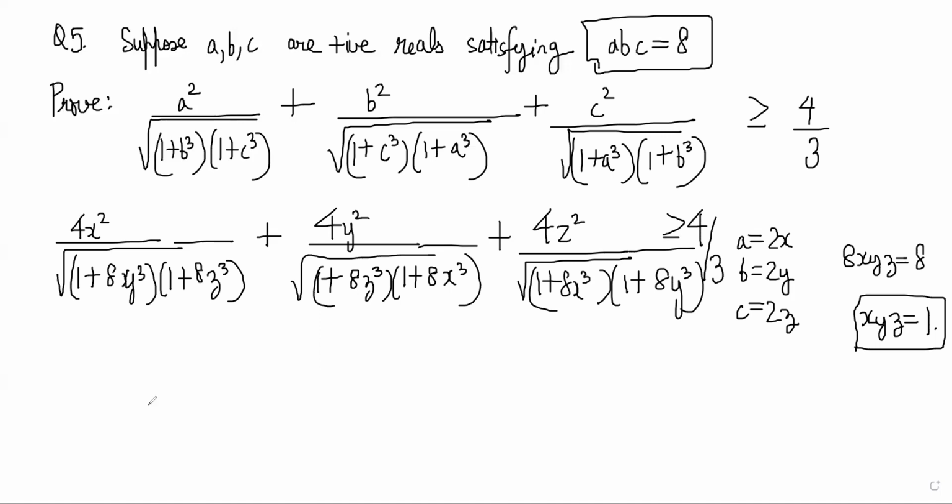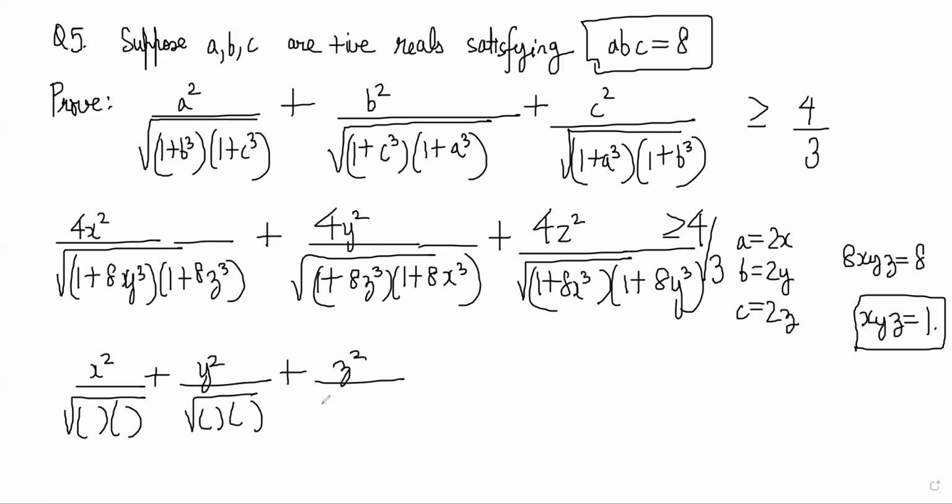So 4 can get cancelled. Basically, we have to show that x square by root over these roots, the roots have not changed, plus y square by these roots and z square by these roots is greater than equal to 1 by 3. This is what we have to show. Right. Now let's try to work on it in the next screen.